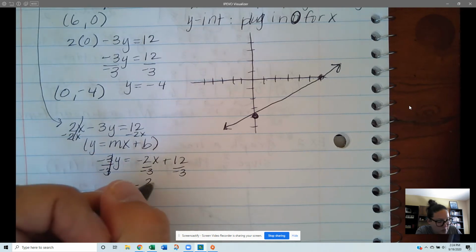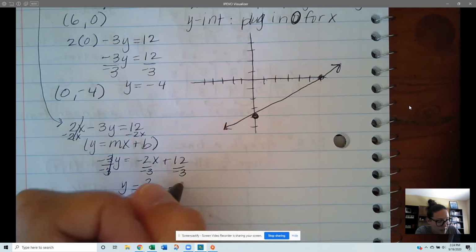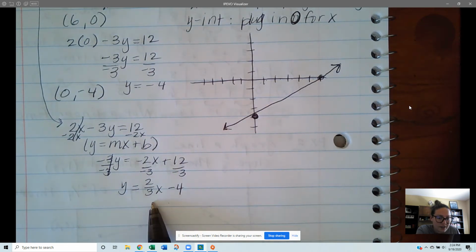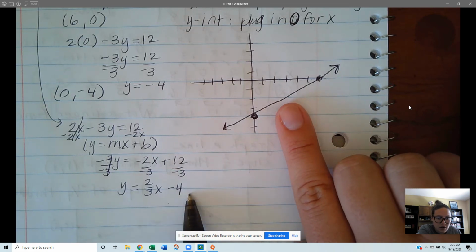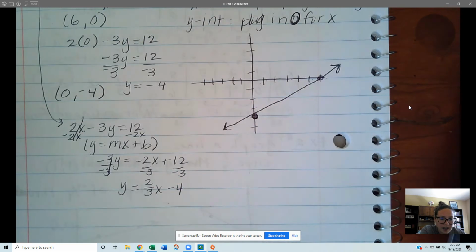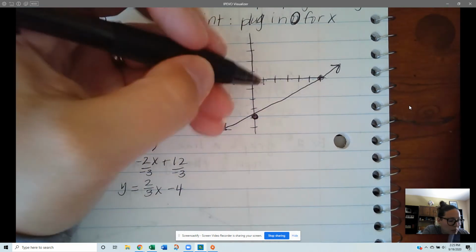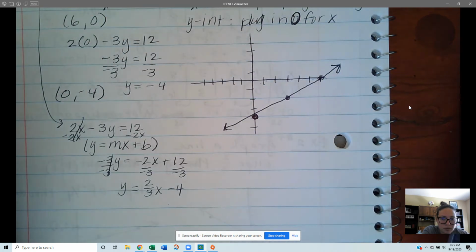Does this give us the same as this? If I graphed this, well, I would start at negative 4. We're off to a good start. Then I would follow the slope and go up 2 over 3. Boom. Up 2 over 3. Boom. We get the same thing. Okay.